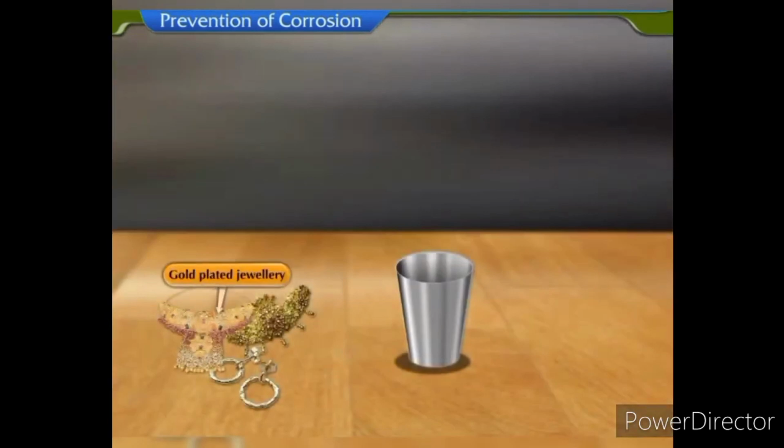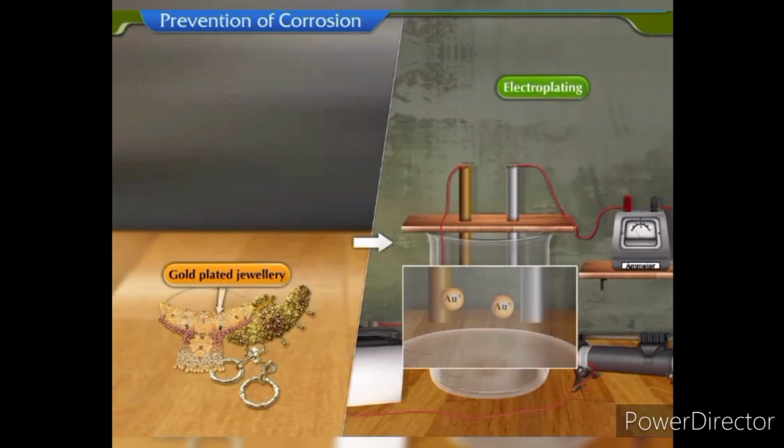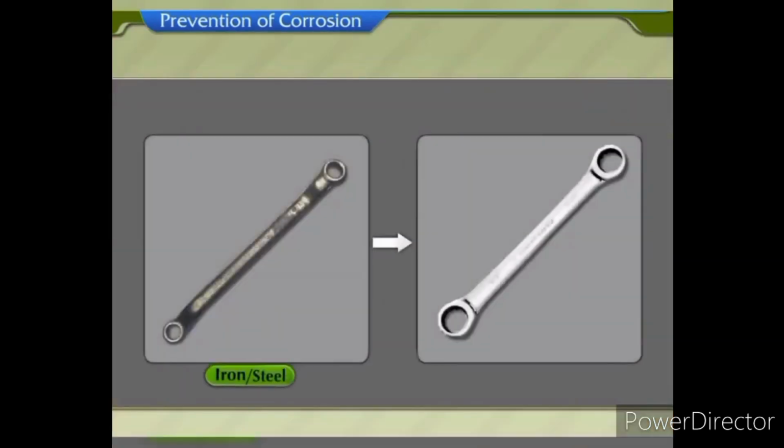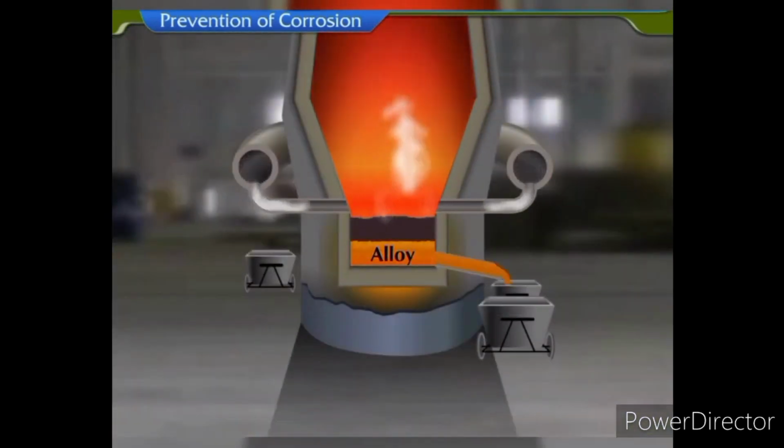We are familiar with gold-plated jewelry and silver-plated articles. This is done by a process called electroplating, where a metal surface is plated by another metal by the process of electrolysis. Iron or steel articles can also be electroplated by chromium or nickel to protect them from corrosion. Alloying is another method that is used to prevent corrosion.